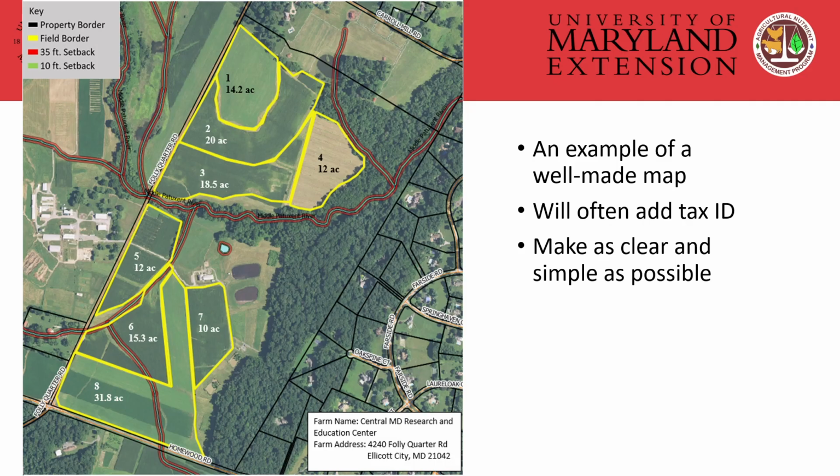And then you can see how you have field names. They're all unique. You don't want two different fields with the same name on the same property. All unique field identifiers, and you have the acreage of each one there. The property boundaries are the black lines that go around, so you can see where the property is. And then you have the field outlines in another color.